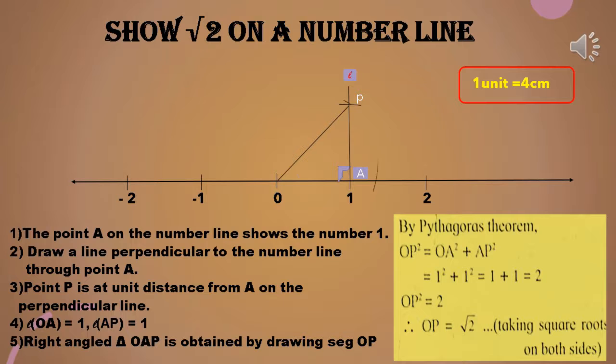Now, draw an arc with center O and radius OP. Name the point as Q, where the arc intersects the number line. Obviously, distance OQ is root 2. That is, the number shown by the point Q is root 2. If we mark point R on the number line to the left of O at the same distance as OQ, then it will indicate the number minus root 2.